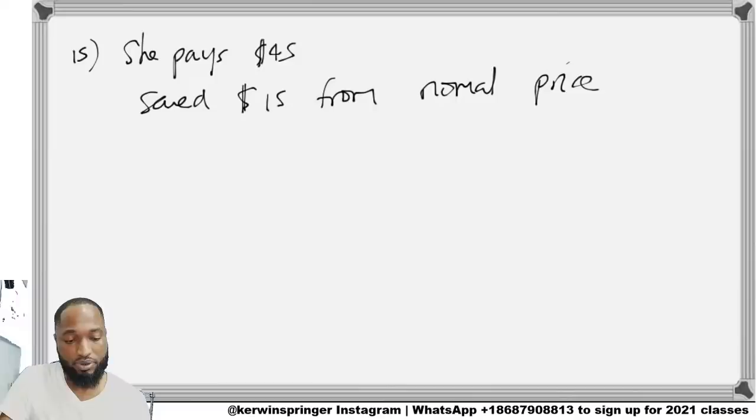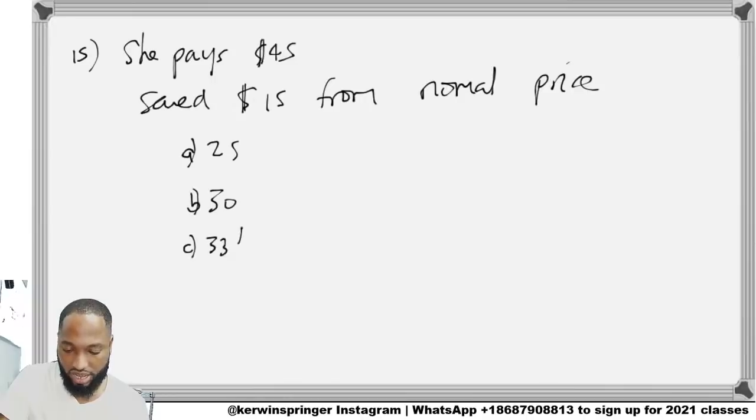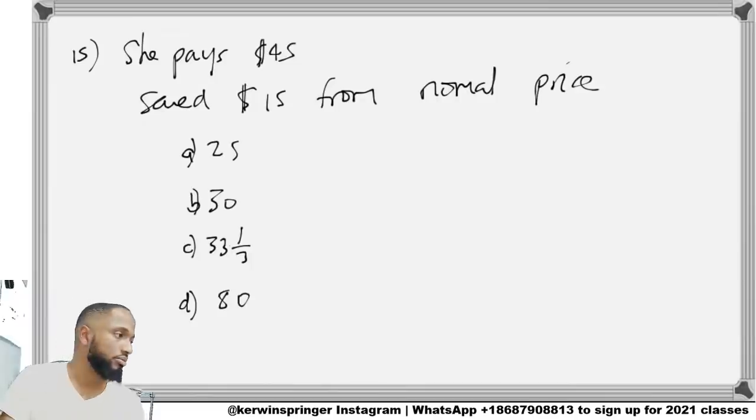Okay, so let me put them down. 25, 30, 33.5 and a third. Let me put 2. Make it nicer now, 80.